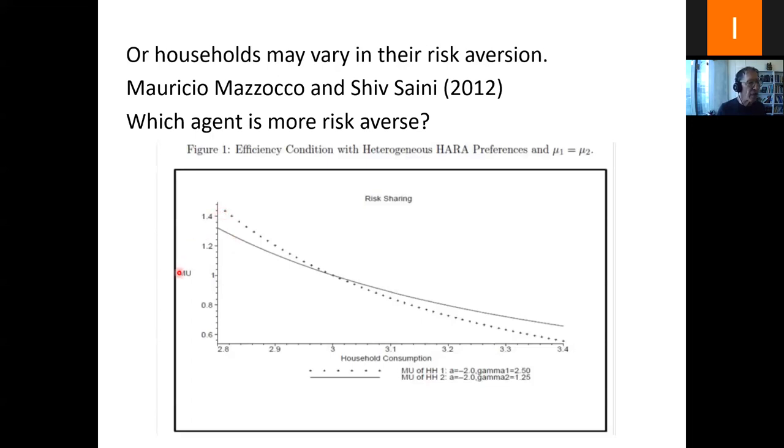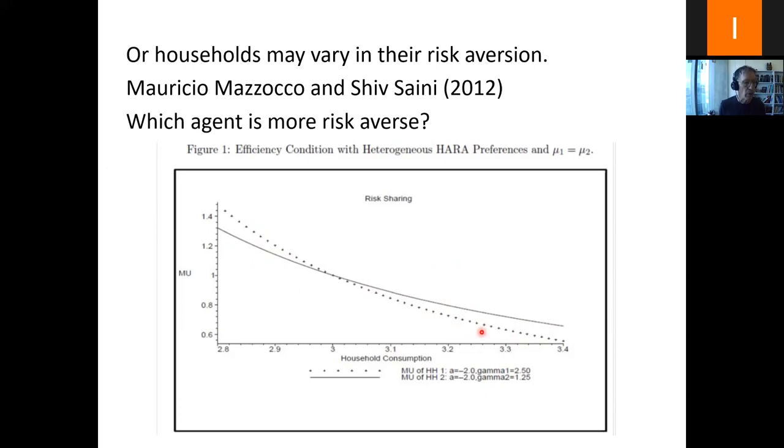So here's a graph of marginal utility, which of course we can never observe, on the vertical axis, and consumption on the horizontal axis. It's just made up numbers. And so here's how marginal utility declines as you consume more and more for household one. And here's the marginal utility declining as consumption increases for household two. Which household is more risk averse? Household one or household two? Household one is more risk averse because household one's marginal utility is declining faster.